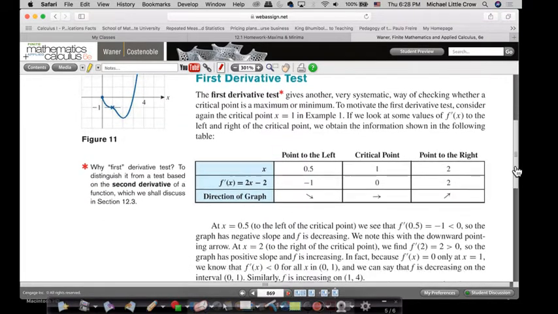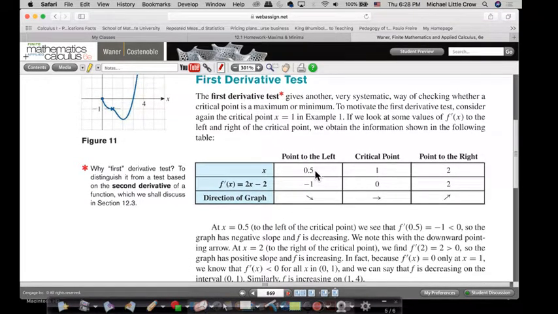check it out. And so what they do is they tell you, if you look to the left, to have a minimum or maximum, so let's see, to have a maximum, you have to be increasing on the left and then decreasing on the right, right? Because you came up the hill, and then you went down it. That's a maximum. If you went down and then up, that's got to be a minimum.